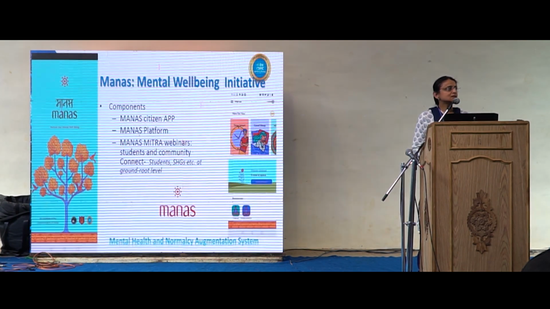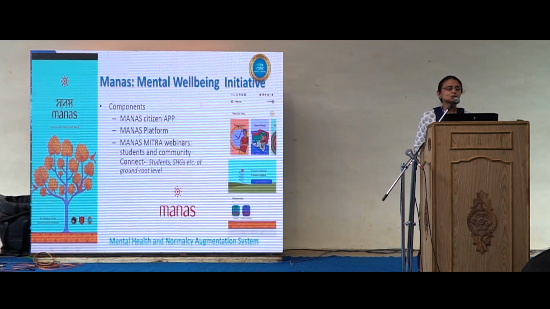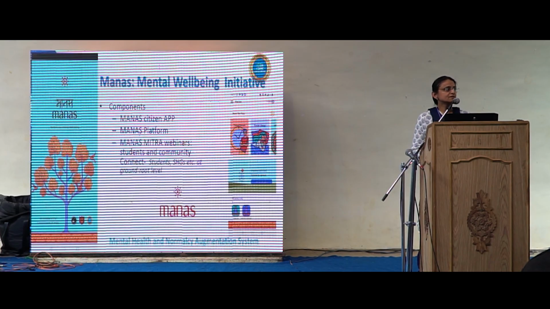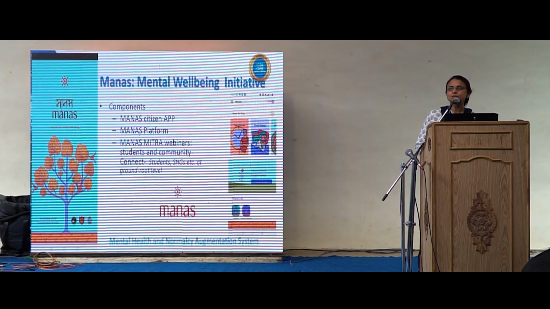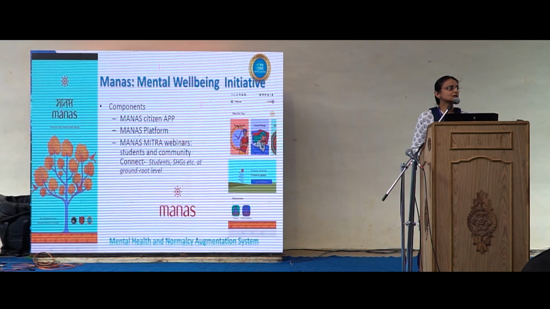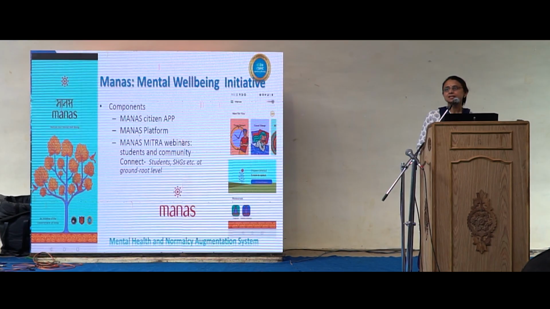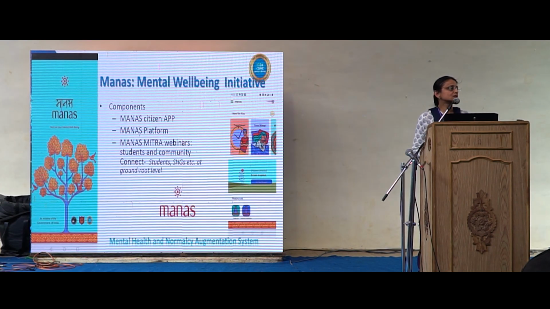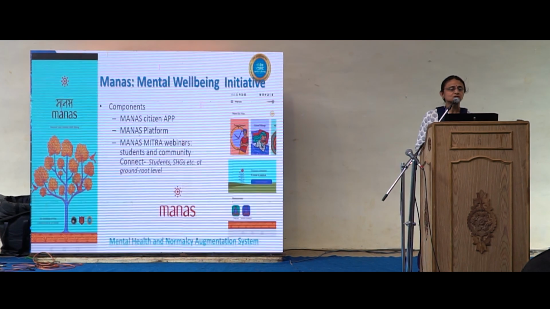The other important tool which is also released all India is Manas. This tool is a mental well-being initiative also developed in Bangalore, and when we develop all these tools, we also have linkages with hospitals. For this particular case, we have a linkage with the mental health hospital, and the domain inputs are very much required to help us develop these tools. So there is a citizen app, there is a platform, as well as Manas, and a lot of webinars are conducted to help the users of these applications.